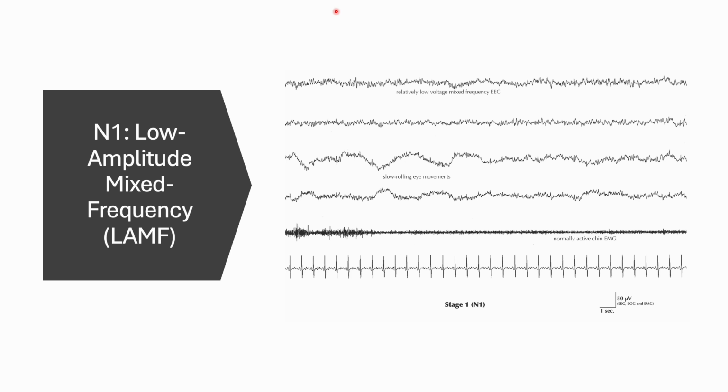Here you can see slow rolling eye movements along with decreasing chin tone. And some small waves coming out there from the alpha, starting to lengthen out. This is low amplitude mixed frequency, or LAMF.